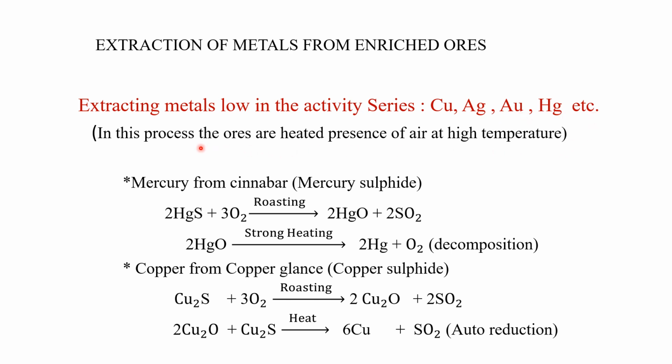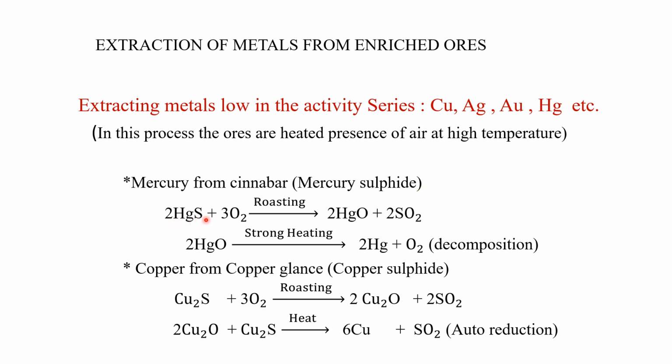So these metals can be extracted by this method. In this process, what happens? The ores are heated in the presence of air at a very high temperature. Okay, so here there are two methods of extraction. One is for mercury, another is for copper. Mercury is extracted from cinnabar ore, which is known as mercury sulfide.